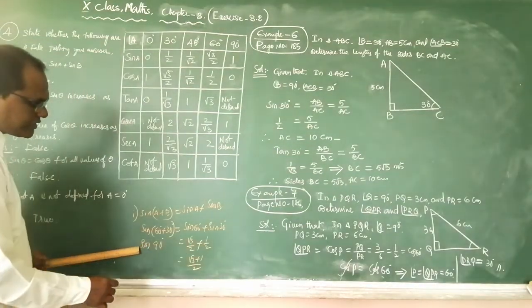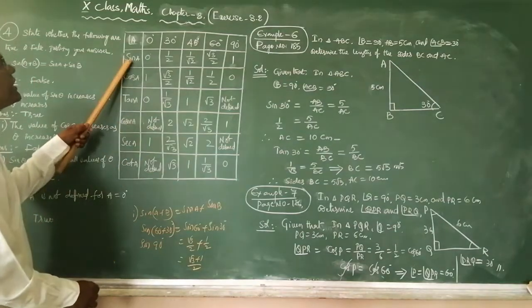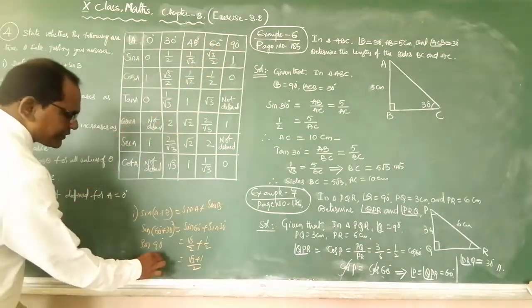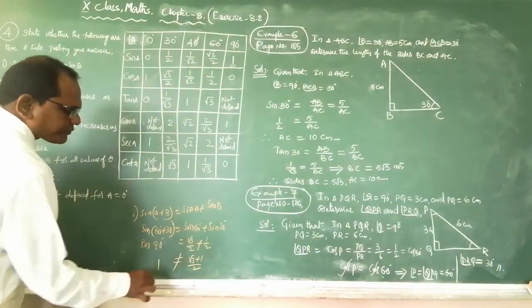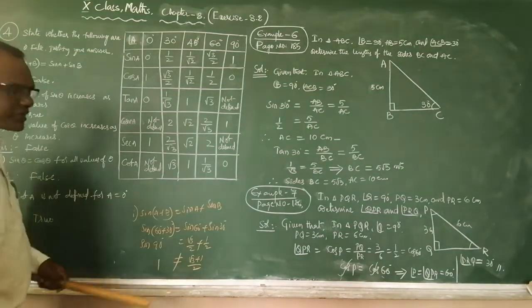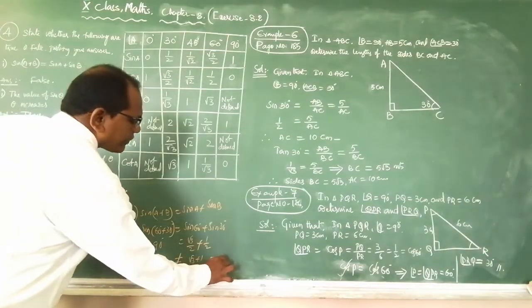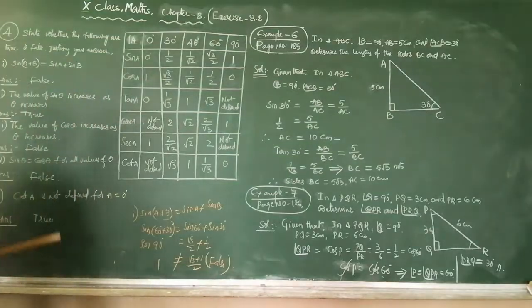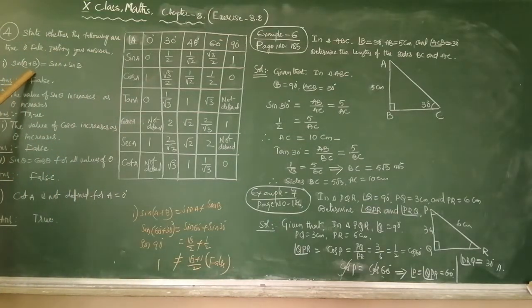When we come to the LHS part, sin 90 degrees equals 1. The 1 is not equal to root 3 plus 1 by 2. That's why the answer is false. So sin(A + B) equals sin A plus sin B is a false statement. That's why the first one is false.